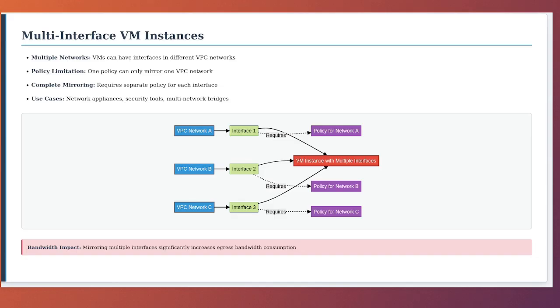The practical application of this often comes up with network virtual appliances that have interfaces in multiple networks. For example, a firewall appliance might have an interface in a trusted internal LAN and another interface in an untrusted DMZ network. If you want comprehensive security monitoring, you might choose to mirror both interfaces to see traffic on both sides of the firewall, giving you complete visibility into what the firewall is processing.